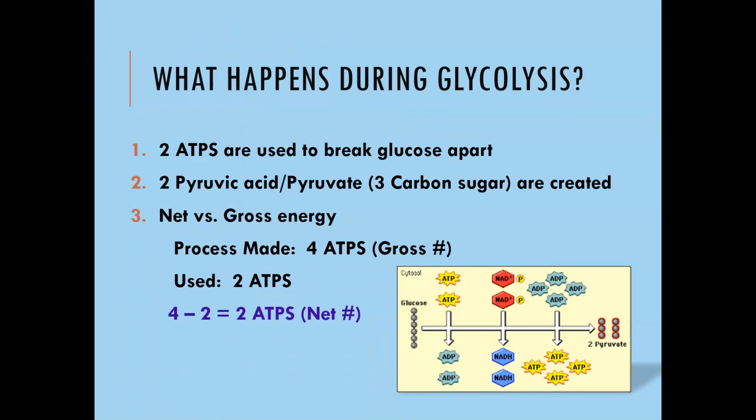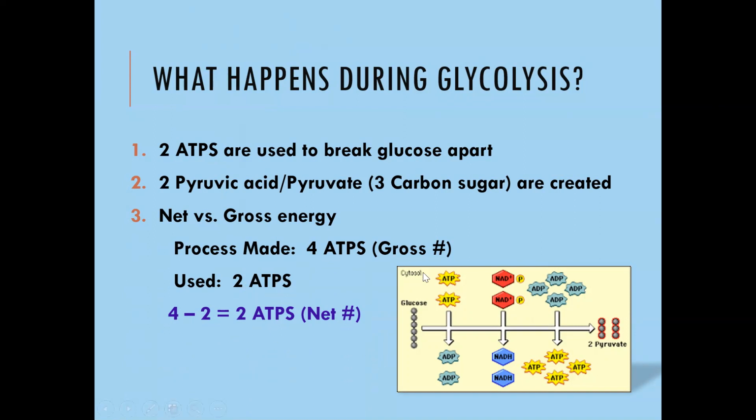And I really want you to be able to understand the difference between net and gross energy. So the process actually makes 4 ATPs, which you can see here, the 4 ATPs. But we already had to use 2, right? So we had to use 2 ATPs, which is going to really leave us with 2 new ATPs. So 4 came from how many were made, minus the 2 that we had to use, and now we have 2 ATPs net. So our gross number is 4, and our net number is 2.